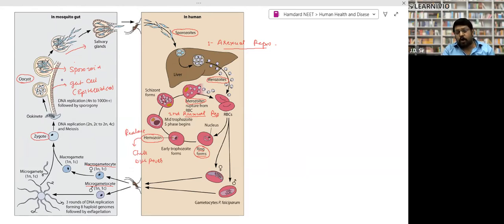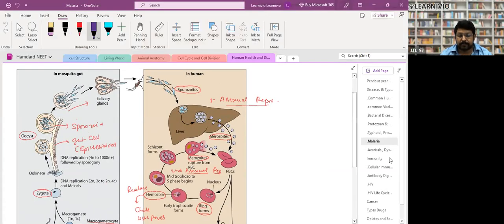Is this life cycle clear or not? Whatever I dictated, that is the question. That's why I dictated it for you. Is it clear to all of you, the malarial life cycle? Yes, sir. So you have to remember where the first asexual reproduction completes, the second asexual reproduction, and where the sexual reproduction takes place.